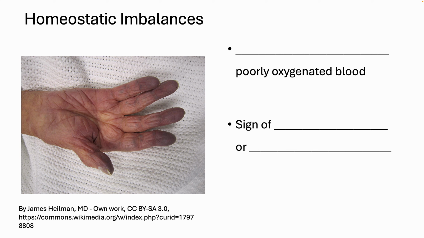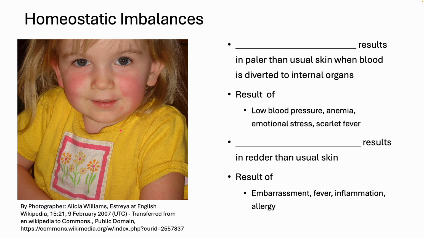For example, if it appears kind of bluish, as in this image right here, that may indicate the condition known as cyanosis and can indicate poorly oxygenated blood. This is oftentimes a sign of respiratory or cardiovascular problems. Either you're not getting enough oxygen into the body or that oxygen is not being properly distributed.